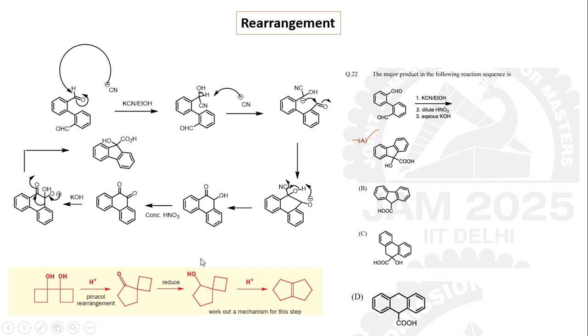Here the hydroxyl group is protonated and eliminated to give the carbocation intermediate, and then this carbocation intermediate undergoes rearrangement by the cleavage of the C-C sigma bond to give the cyclopentane ring with the two fused cyclopentane rings.